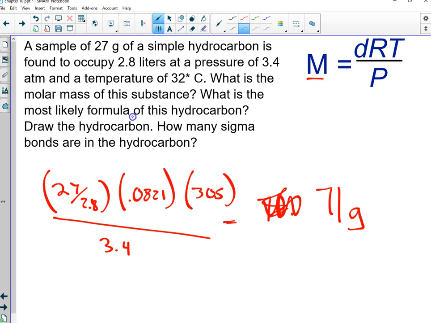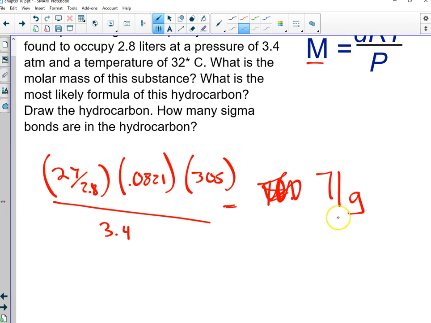So now, what is the most likely formula of this hydrocarbon? There's a fairly easy way to figure this out. You take this number and you divide it by 12. Do you know why you divide it by 12? That's the mass of carbon, which is by a significant amount the most massive part of the molecule.